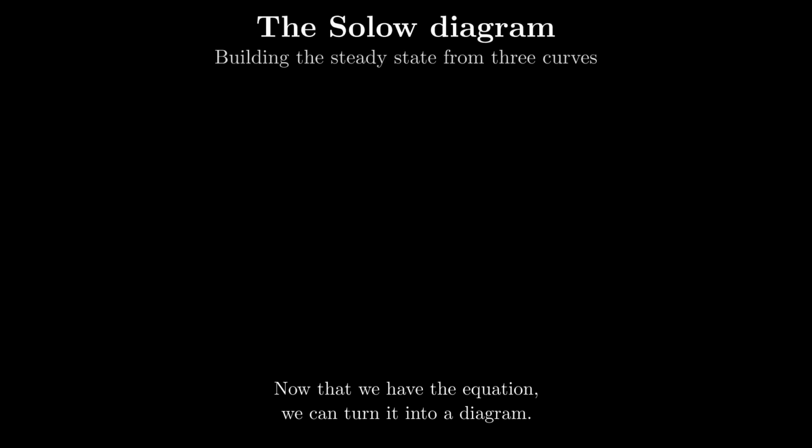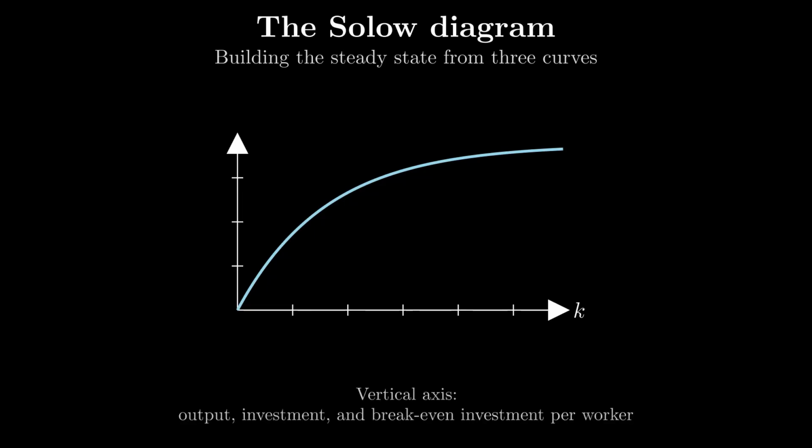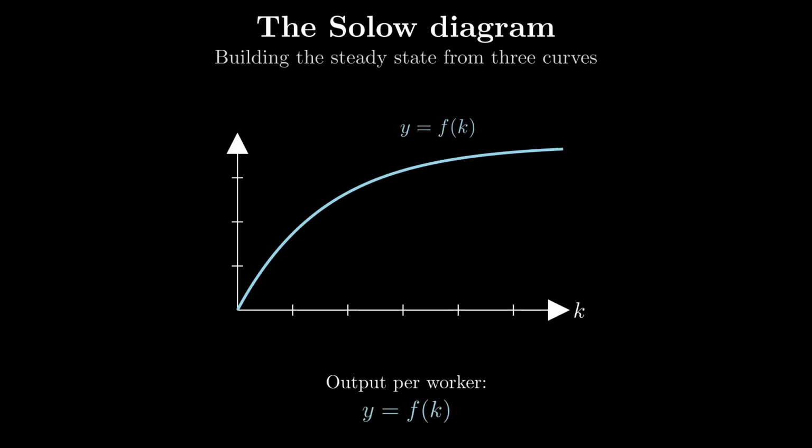Now that we have the equation, we can turn it into a diagram. On the horizontal axis, put capital per worker, k. On the vertical axis, we can read output, investment, and break-even investment per worker. First, output per worker is y. It rises with k, but because of diminishing marginal returns, it becomes flatter and flatter.